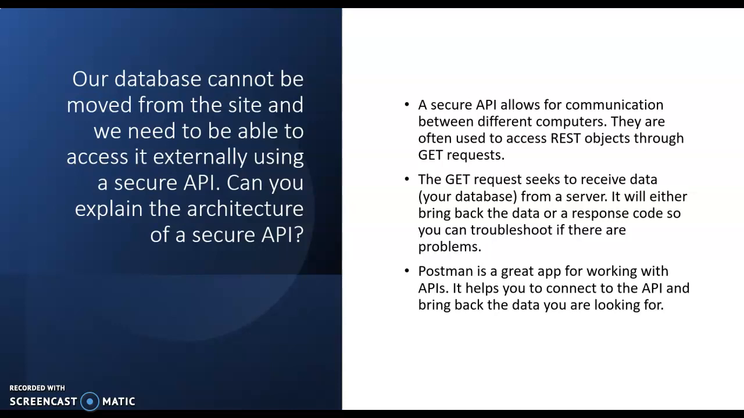The GET request will receive data from your database or someone else's database, whatever you set it up to do, from a different server. So once you send the GET request, you're either going to get back the data that you're looking for, or if a problem comes up, then you'll get a response code instead. And from there, you can try to troubleshoot if it's possible from your end to try to fix the problems you're running into. A great way to work with APIs is through the app Postman. It's a great, easily accessible user interface for working with APIs.